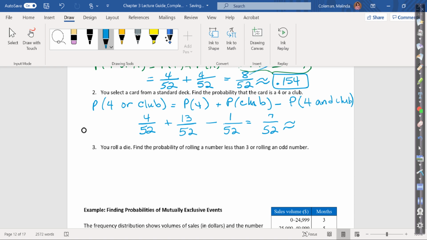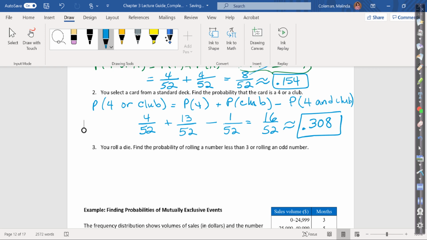I'm sorry, I added incorrectly. It would be 17 minus 1, which is 16 out of 52, which is approximately 0.308. So more chance that you would get a 4 or a club than a 4 or an ace.